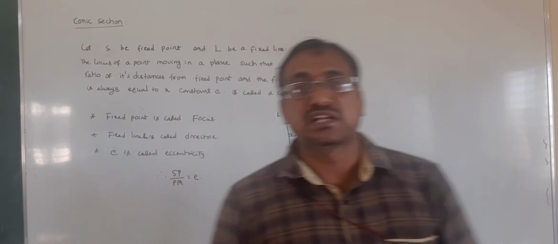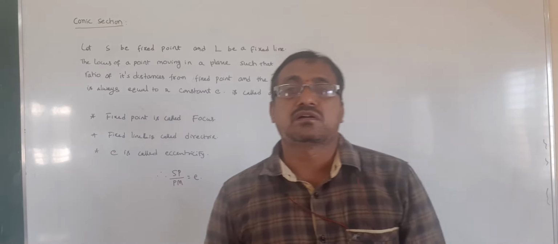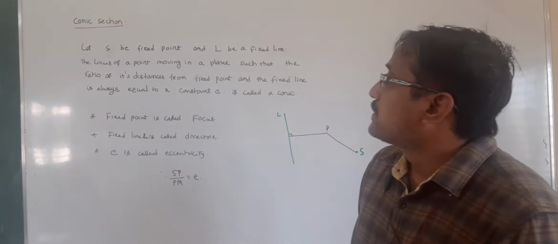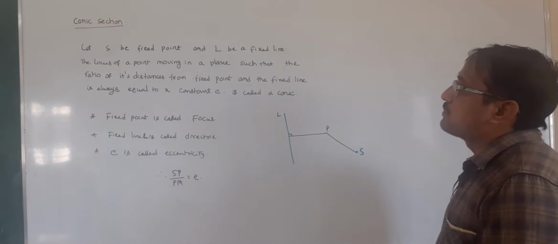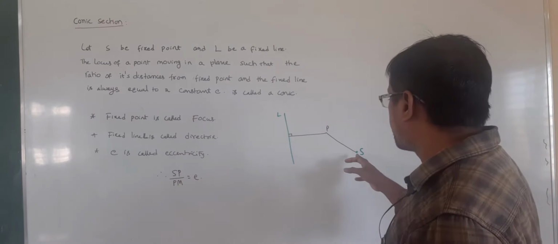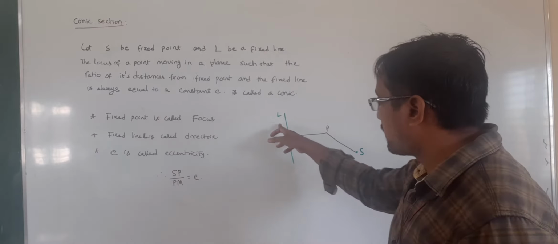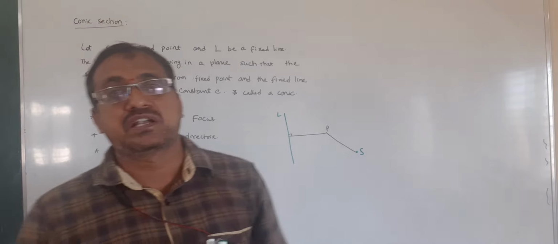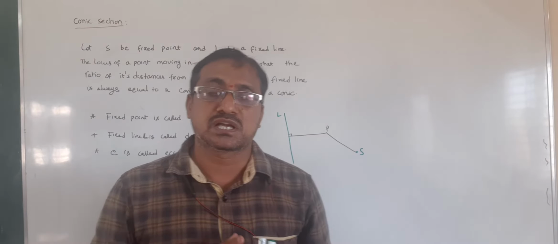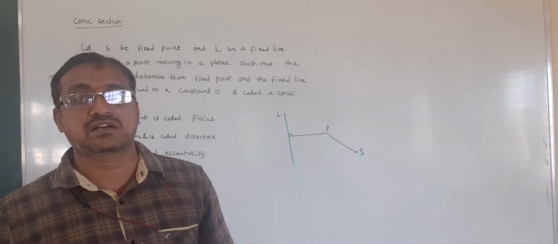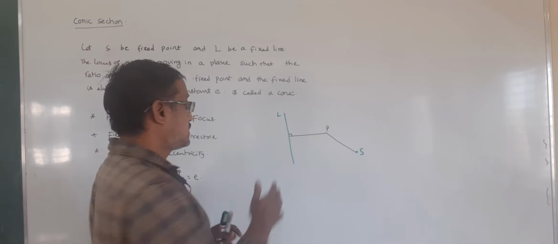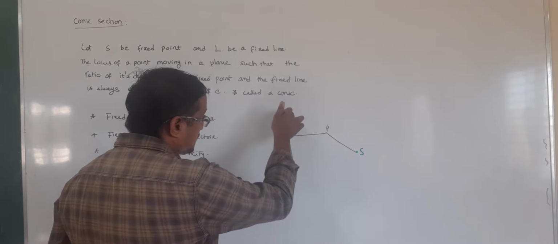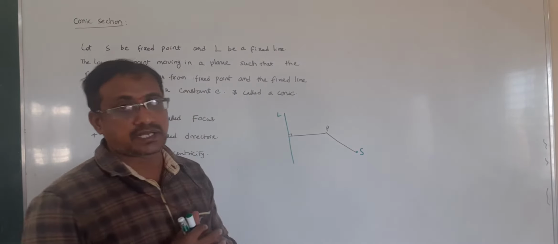Now the geometric definition of a conic section. Let S be a fixed point and L be a fixed line. The fixed point S is called the focus and the fixed line L is called the directrix.